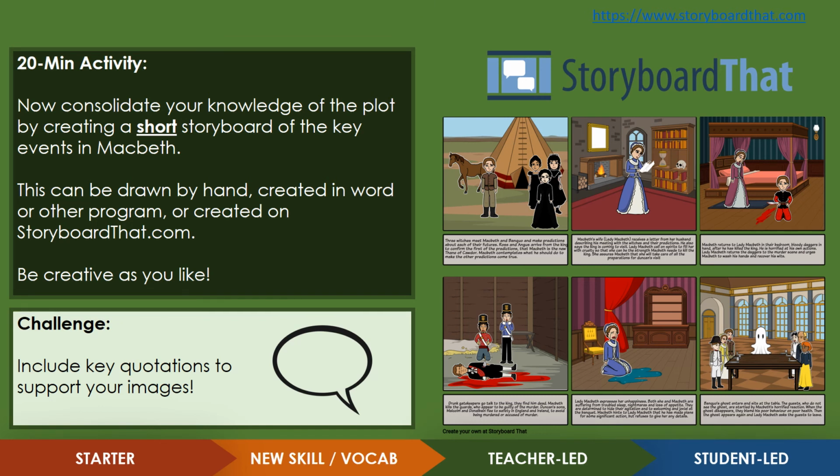So guys, now I want you to consolidate your knowledge of the plot by creating a storyboard of the key events in Macbeth. This can be hand-drawn, created in Word or another program, or created using storyboardthat.com. The link is available on the top bar of this slide.